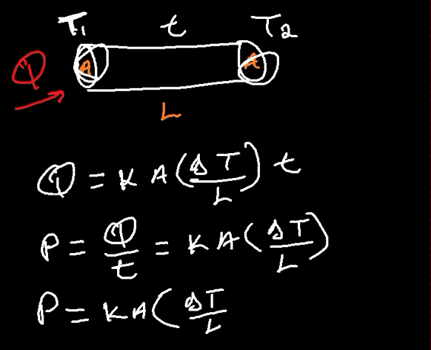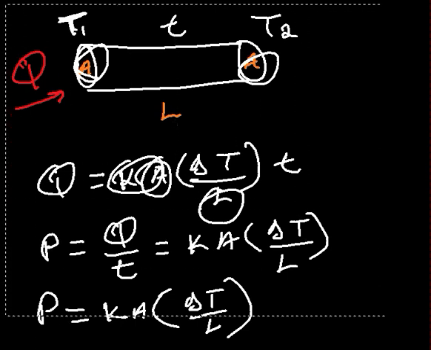This is how the power can be expressed, as the rate of heat transfer, which is given as the power. So keep this in mind. Different objects have different conductivity. So here's the question for you: how do the area, length, and conductivity affect heat transfer via conduction? I want to see the responses in the comment section below.